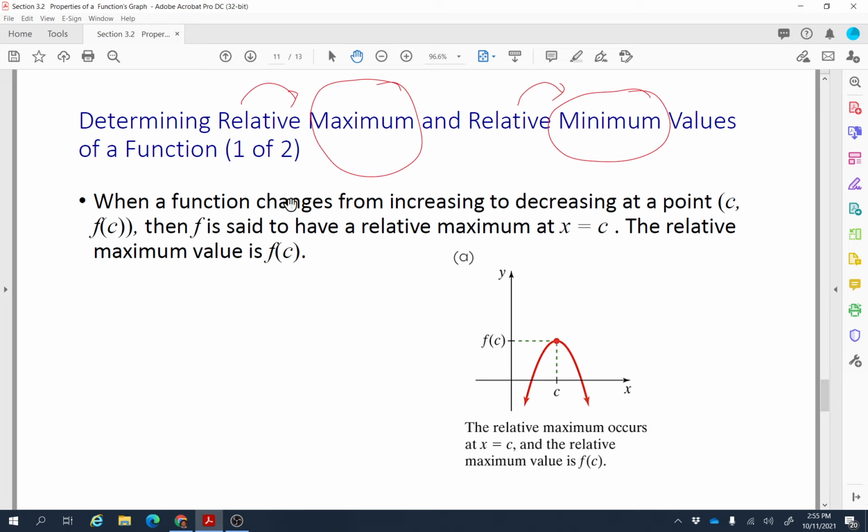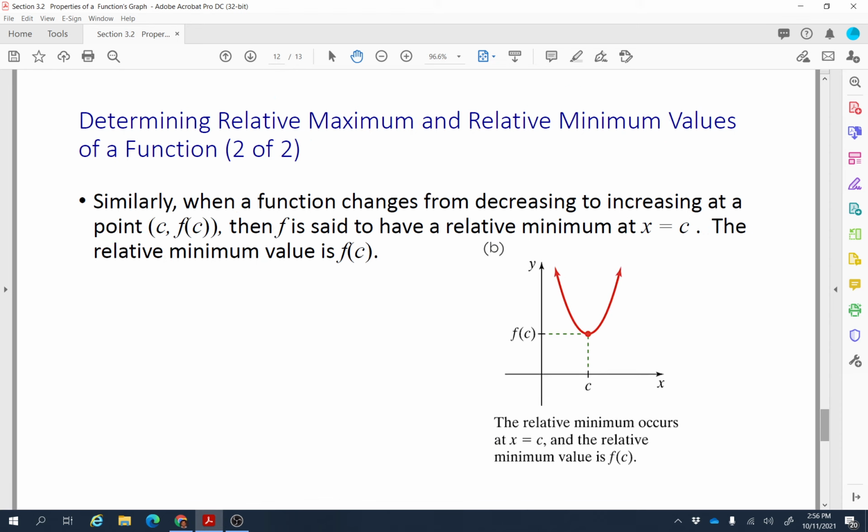When a function changes from increasing to decreasing, as you can see it's increasing up to this point, and right after that point the graph is decreasing, the function has a relative maximum at that point. That maximum value is actually the y coordinate of that point. Remember, this point is c comma f of c. So this is the point where the function has a relative maximum, and the y coordinate of that point is the relative maximum value.